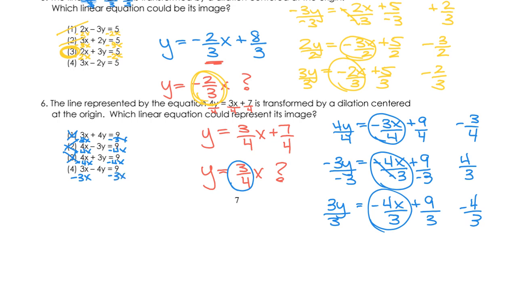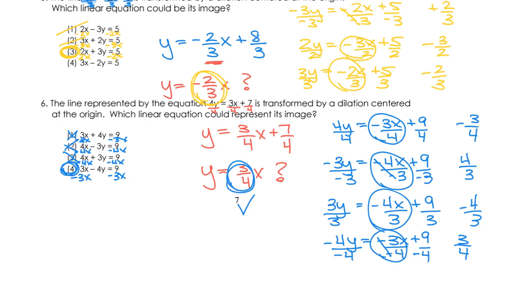If we subtract 3x, we would end up with negative 4y equals negative 3x plus 9. Then divide everybody by negative 4. And right there, negative divided by negative is a positive, 3/4, and that matches our slope. And so choice 4 is our answer. Okay. All right. Hopefully that helps.